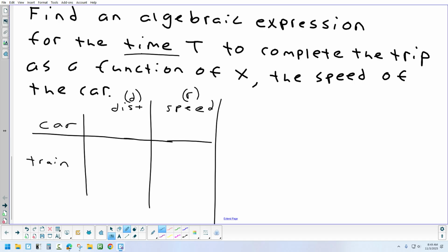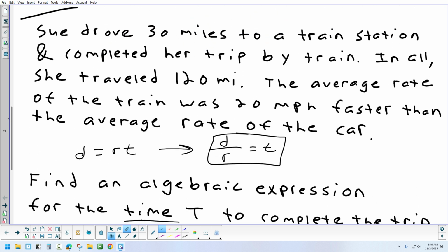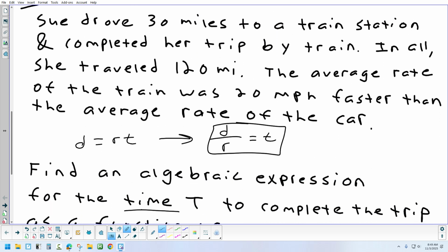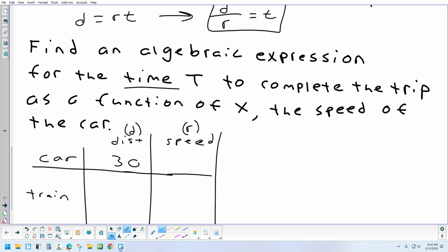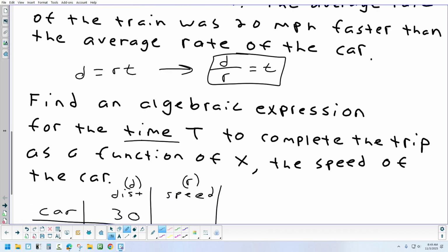Let's start with the distance for the car. What do we know about the distance that Sue traveled by car? We know it's 30 miles. We've got a number for that. And now let's look at the speed of the car.